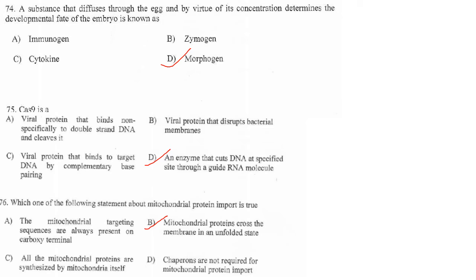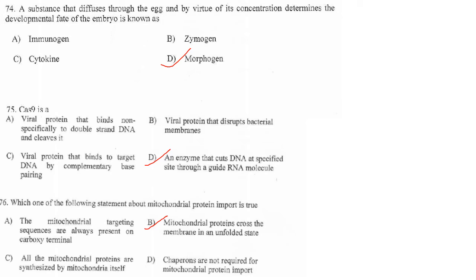Then next one. Which one of the following statements about mitochondrial protein import is true? The mitochondrial targeting sequences are always present on the carboxy terminus. Not carboxy terminus, it is on the amino terminus. So that is not correct. Then mitochondrial proteins cross the membrane in an unfolded state. So B is correct. Then all of the mitochondrial proteins are synthesized by mitochondria itself. Although mitochondria do synthesize a few of their own proteins, the majority of the proteins they require are encoded in the nuclear genome.